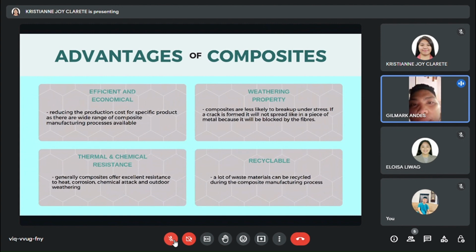Efficient and economical, reducing the production cost for a specific product, as there is a wide range of composites manufacturing processes available. Because composites are corrosion resistant, products made from them last longer. Kaya nga mas pinipili ng mga ibang engineer ang composites over traditional materials to reduce maintenance costs and ensure long-term stability, major benefits for structures that are designed to last decades.